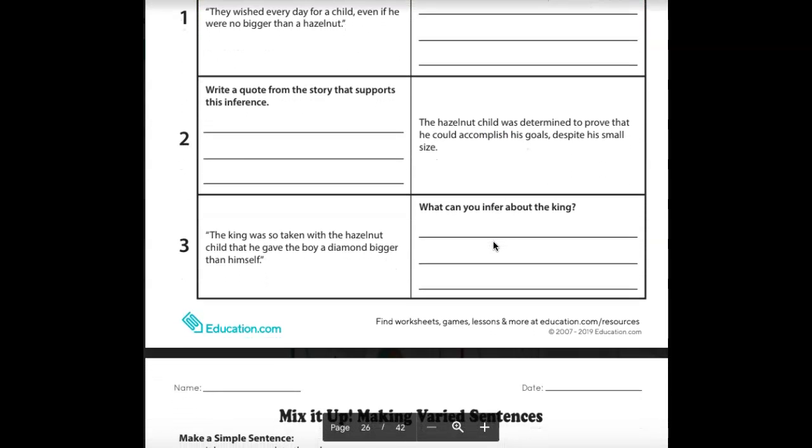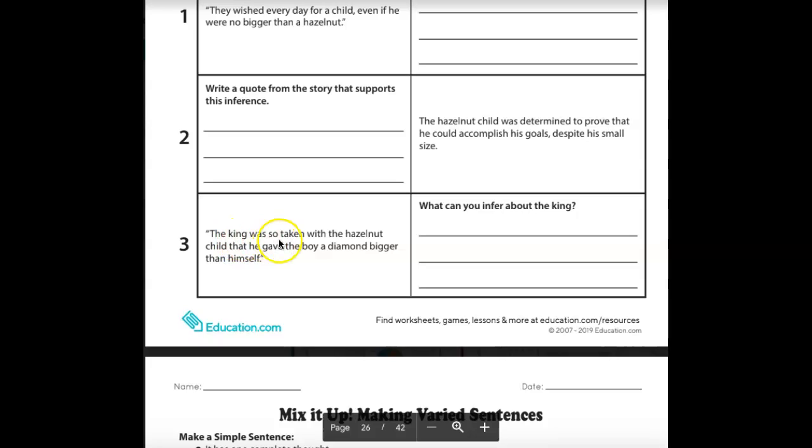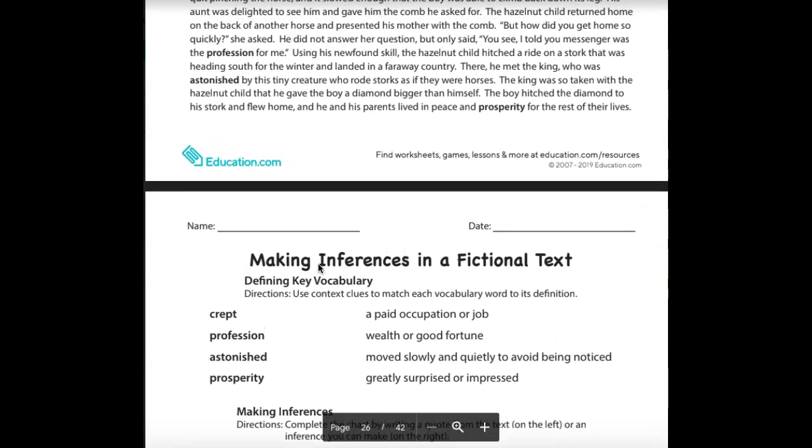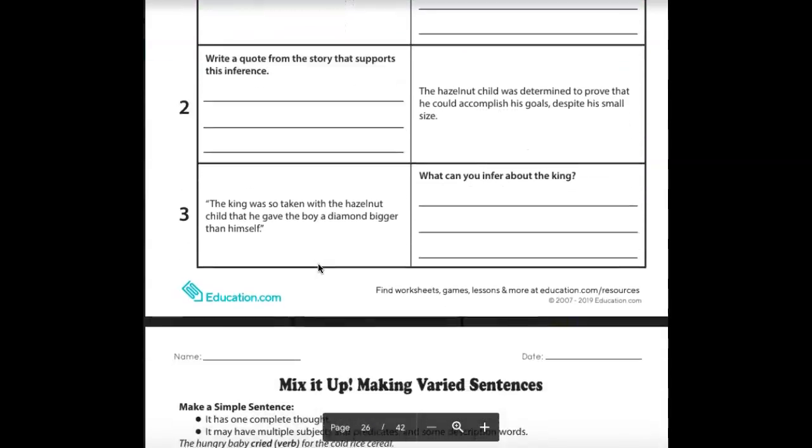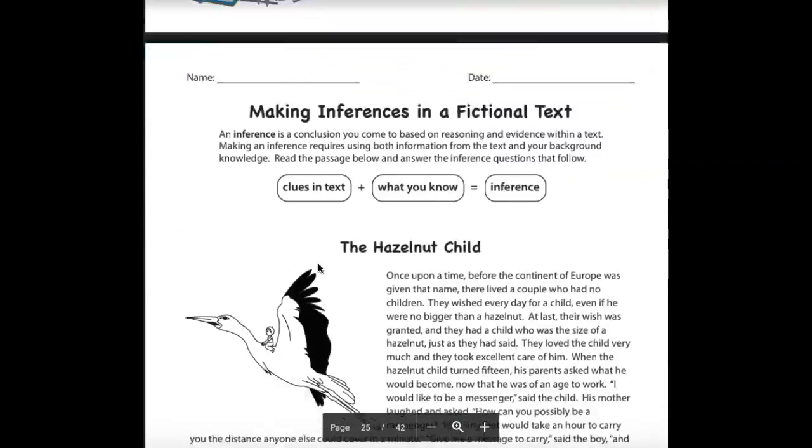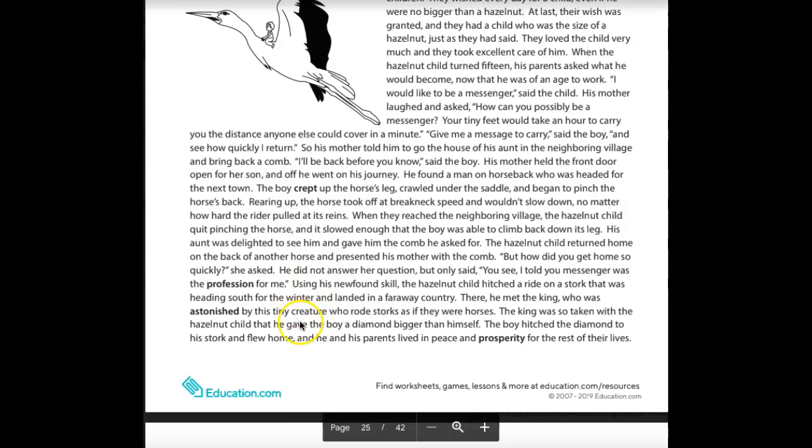could accomplish his goals. All right, the king was so taken with the hazelnut child that he gave the boy a diamond bigger than himself. All right, what can you infer about the king? All right, so let's see. Let's go back up here.